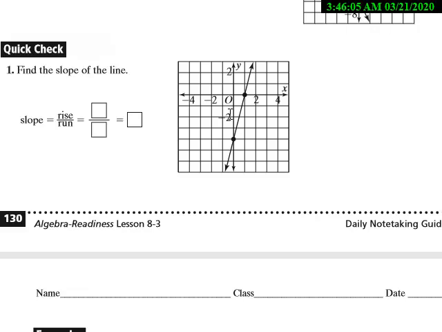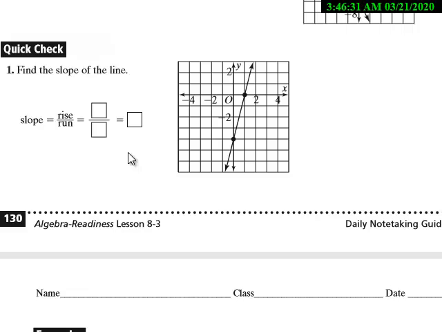So rise up means positive, run right means positive. So it's going to be 4 over 1. I'm going to write down 4 here, and I'm going to write down 1 here. So the final result will be 4 over 1. That will be the slope of the line according to the rise over run strategy.